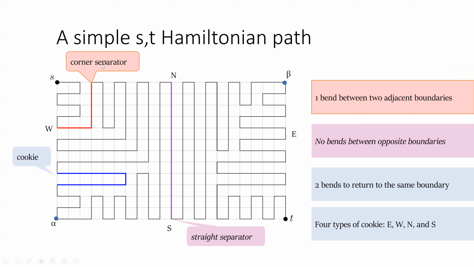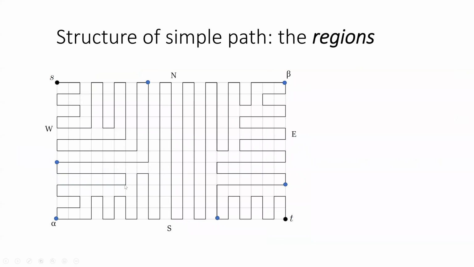So the red ones, we call them corner separators because each cuts a corner. It either cuts a corner with S, or it cuts a corner with T. It doesn't cut alpha or beta because these are not endpoints of the path. The purple internal subpaths, we call them straight separators because they're straight. And the remaining subpaths, we call them cookies. Based on the boundary that the cookie stands on, we have 4 types of cookies. This is a west cookie.